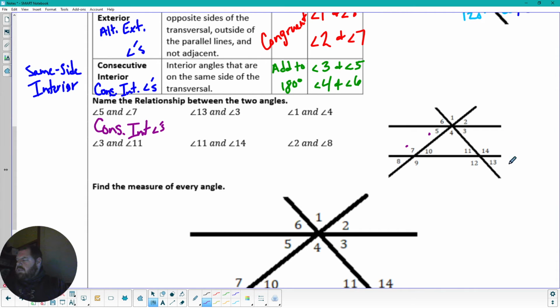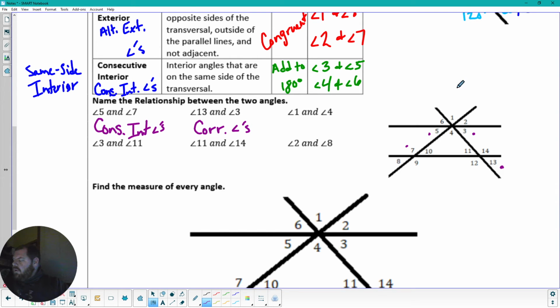Okay. The next one we have is 13 and 3. 13 is down here, 3 is down here. I look at those with those 2 parallel lines and this transversal. I look and see that they're both in the bottom right. That's kind of the idea that we went with corresponding angles. So those are corresponding angles.